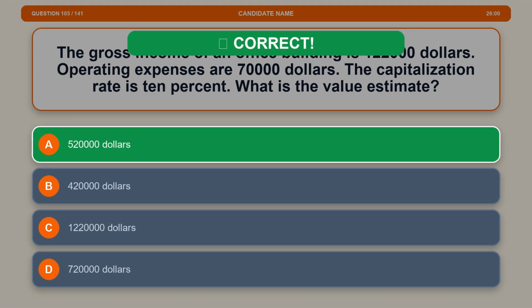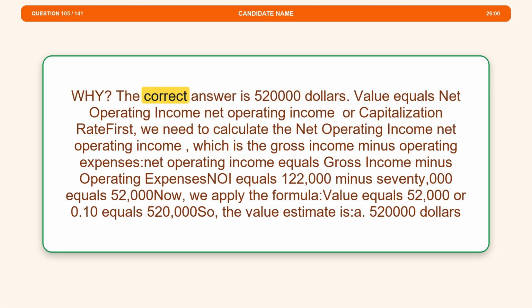The correct answer is option A. The correct answer is $520,000. Value equals net operating income divided by capitalization rate. First, we need to calculate the net operating income, which is the gross income minus operating expenses. NOI equals 122,000 minus 70,000 equals 52,000. Now, we apply the formula. Value equals 52,000 divided by 0.10 equals 520,000. So, the value estimate is A.